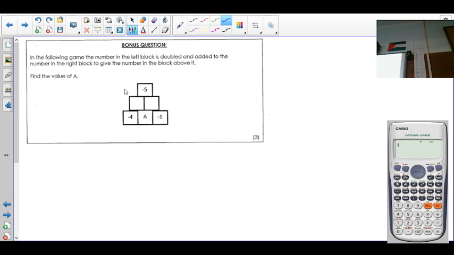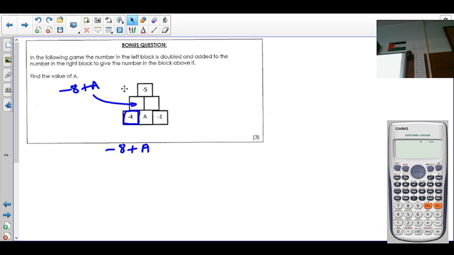In the following game, the number in the left block is doubled and added to the number in the right block to give the number in the block above it. Find A. So the number in the left block is doubled. If I double that, what do I get? Negative 8. And you add it to the number in the right block, I then get the number in the block above it. So negative 8 plus 8 is 0.